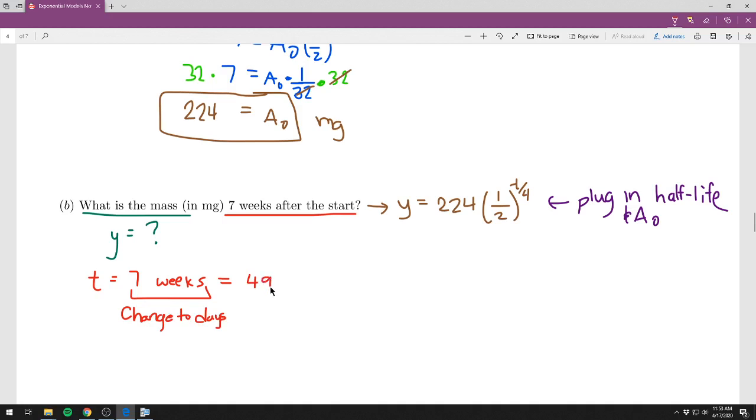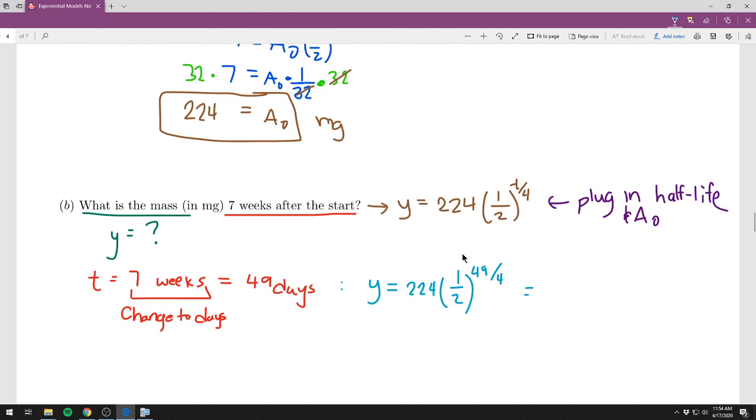And 7 times 7 is 49. 7 days in a week. Right, so ultimately, this part of the question is asking, what is y when t is 49? We get y equals 224 times 1/2 to the 49 divided by 4 power. 49 divided by 4 doesn't simplify as a fraction.